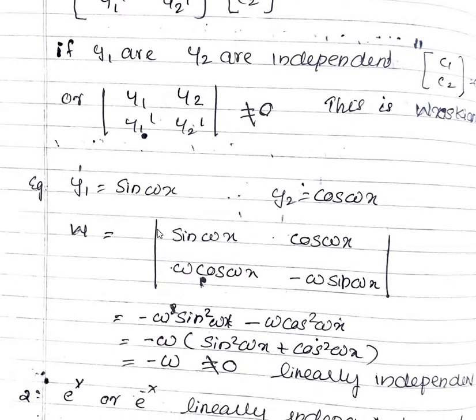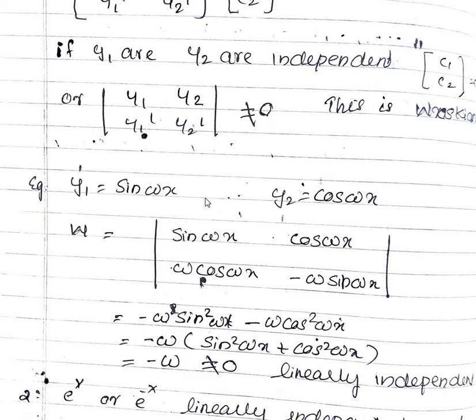When we differentiate sin omega t, we get omega cos omega t. When we differentiate cos omega t, we get minus omega sin omega t. So when we take the determinant, we get minus omega sin square omega t minus omega cos square omega t. Omega is a common factor, we can take it outside: minus omega into sin square omega t plus cos square omega t. That is equal to minus omega, not equal to 0. So it is a linearly independent function, so a linearly independent solution.